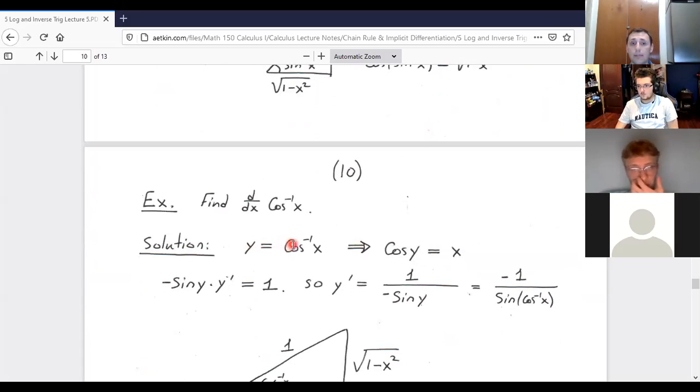So I set y equal to cosine inverse of x. Apply cosine to both sides. You see, just this little detail, it already is a long way to solve this problem. Y equals cosine inverse x, apply cosine to both sides, and you get cosine of y equal to x. The derivative of cosine is minus sine, so you have minus sine y multiplied by y prime is equal to 1. So far, everybody understands? And so y prime is 1 over minus sine of y, which is minus 1 over sine of cosine inverse x.